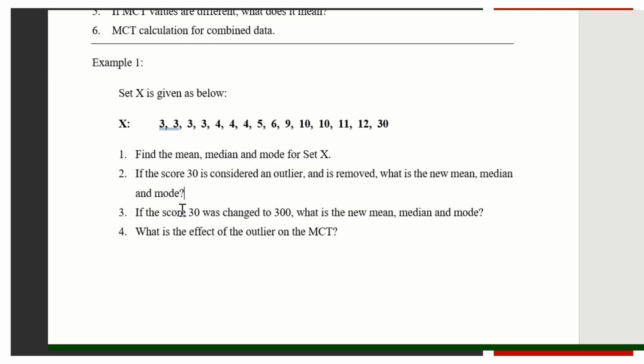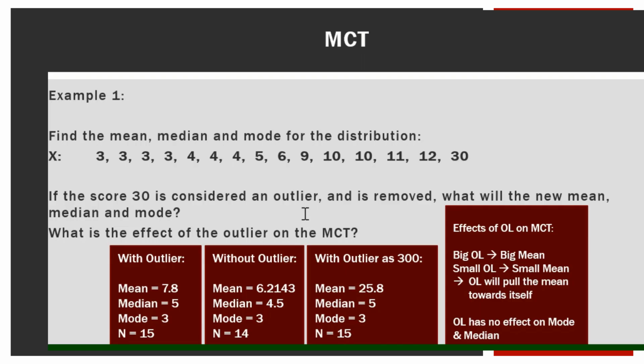In part C, if the score 30 was changed to 300, logically, what will happen to your mean? Logically, your mean will become bigger. Correct or not? So your new mean here will be 25.8, much bigger because you're adding a very big value. Your median will be the same because your n is the same, so the position of your median won't change. Your mode will be 3 and your n will be 15.